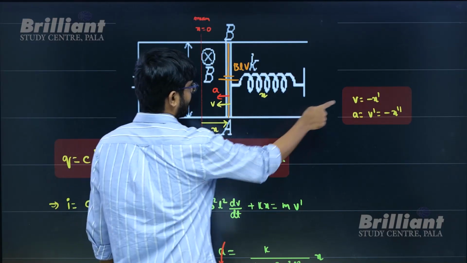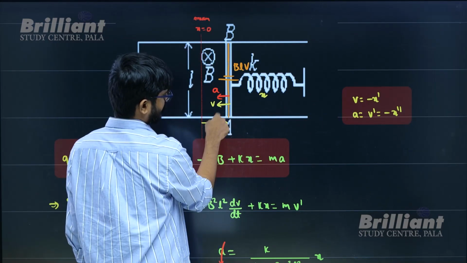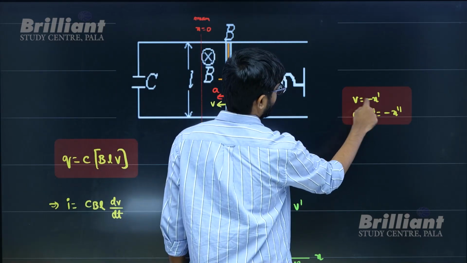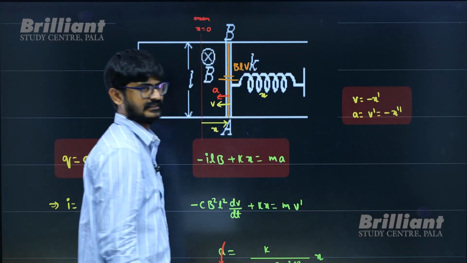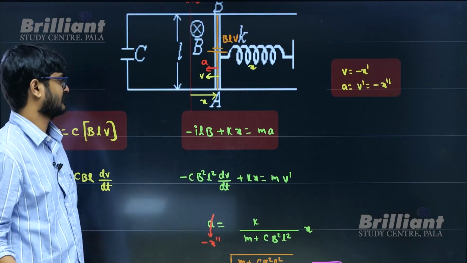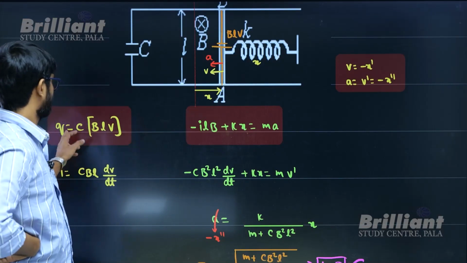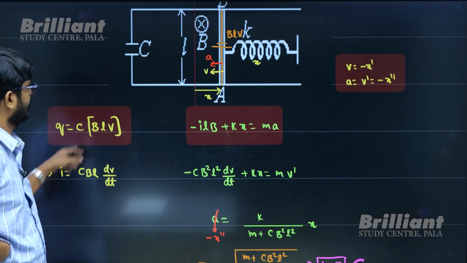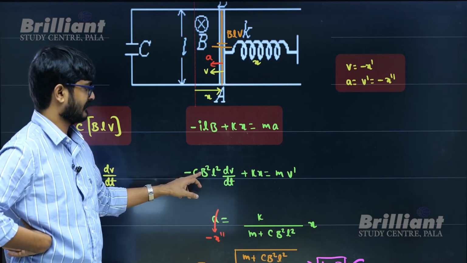So V is nothing but negative of x dash, both are in the opposite direction. But A is nothing but V dash, and V dash is nothing but negative of x double dash. If you differentiate this one, you will get negative of x double dash. That's a mathematical thing anyway. Now we need to show it is SHM. So I need to find I. Q is C times BLV, so I differentiate this. dQ by dt is I. So I am substituting this I back.